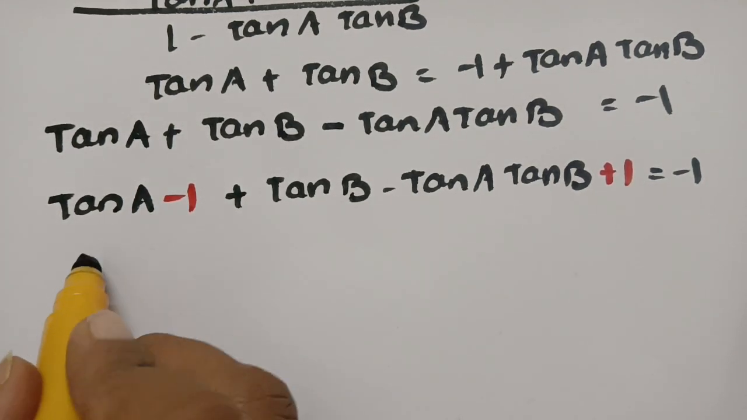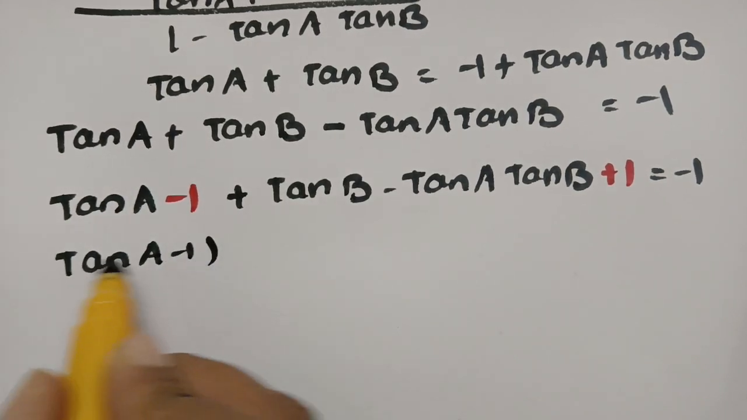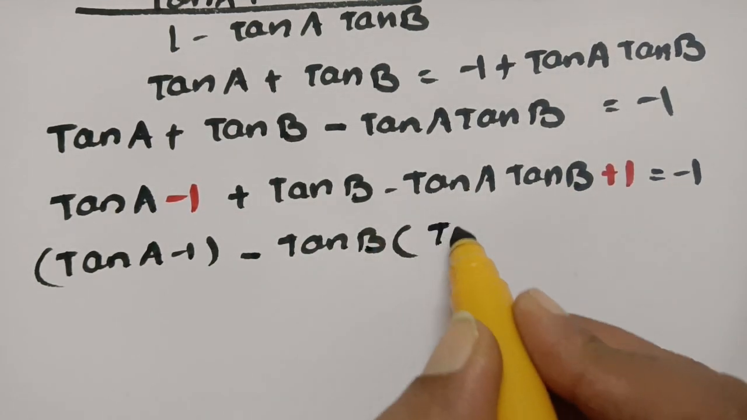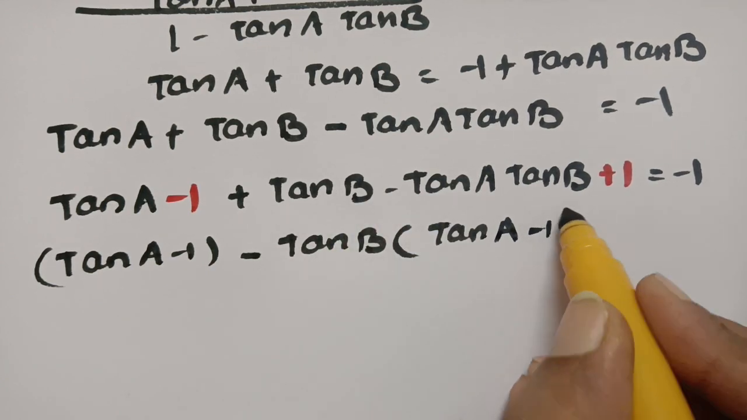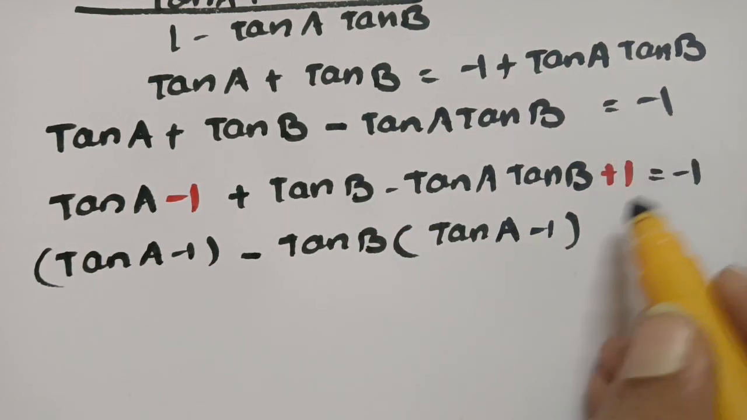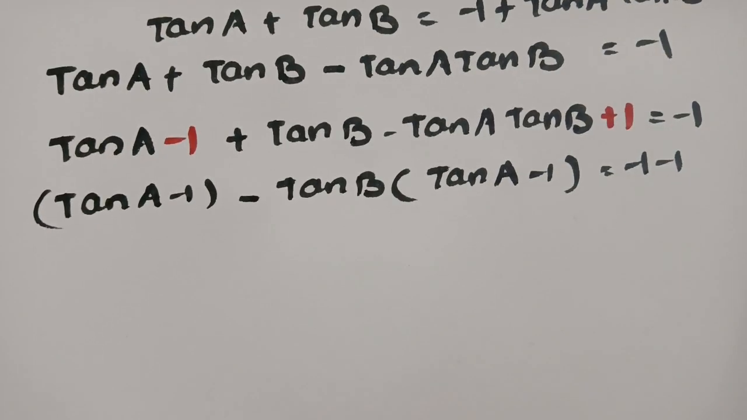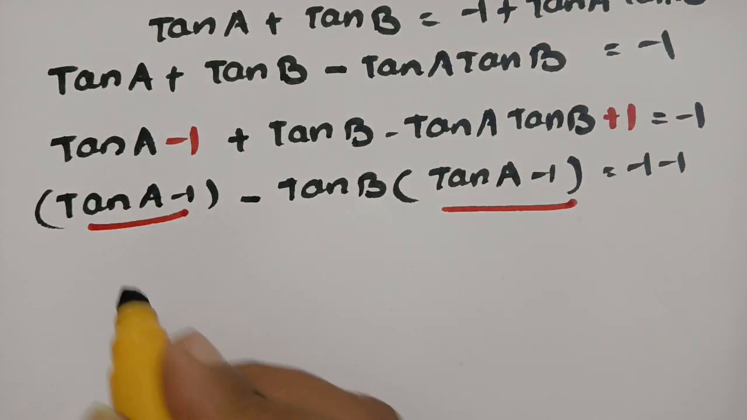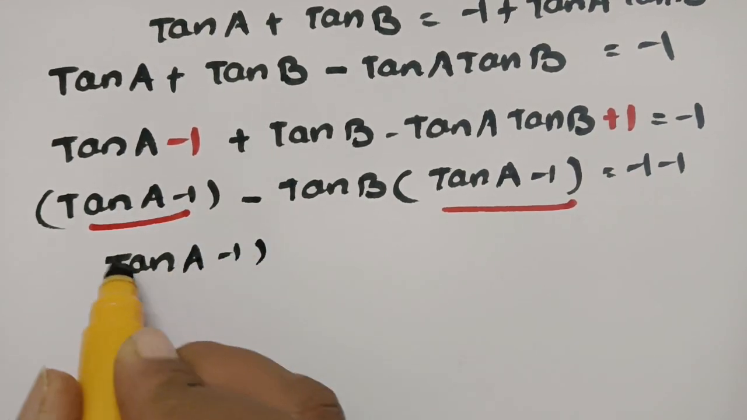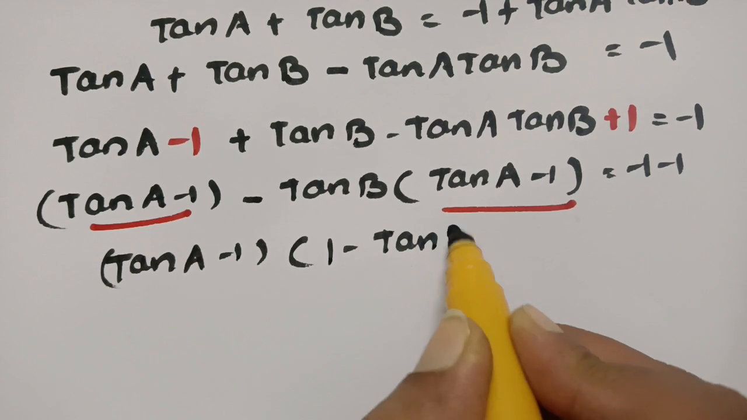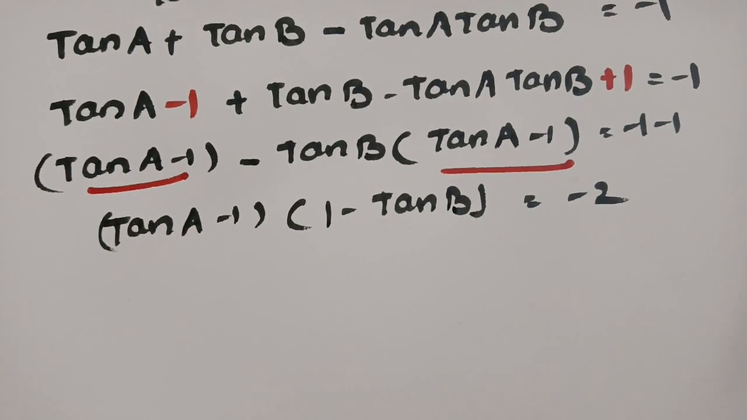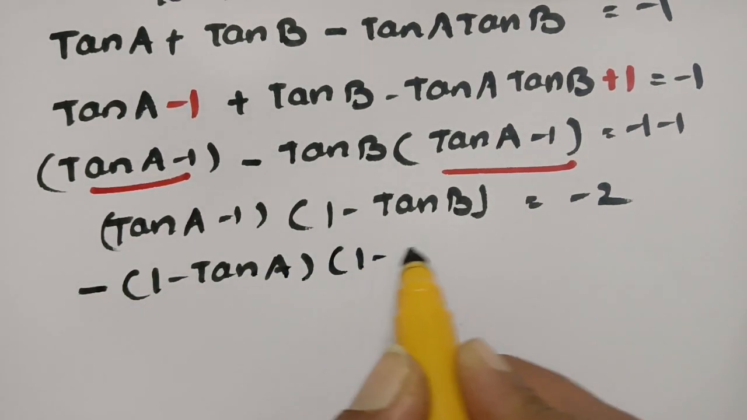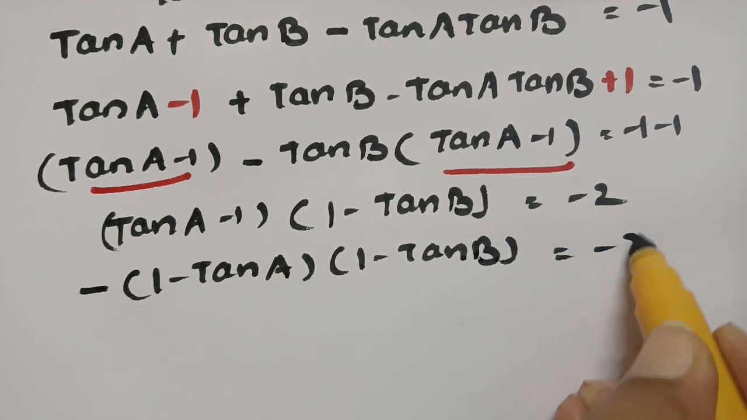And next, this can be tan a minus 1. And if I take minus tan b common, this will be tan a minus 1. If I send this plus 1 to the other side, this will be minus 1. Clear? And again, if I take this tan a minus 1 common, this will be 1 minus tan b, which is equal to minus 2. So if I take minus common, this will be 1 minus tan a into 1 minus tan b is equal to minus 2.